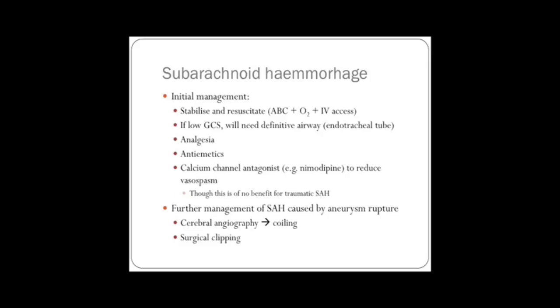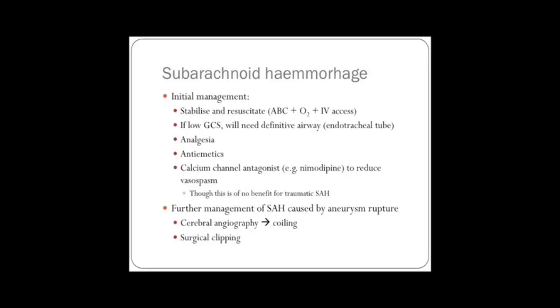As I mentioned earlier, initial management, as with all medical emergencies, is to stabilize and resuscitate the patient. And if the patient has a low GCS, they will need a definitive airway, and by that I mean an endotracheal tube. So if the patient has either a dropping GCS, their GCS is reducing, or they come in with a GCS of less than 9, you must consider a definitive airway. Analgesia and antiemetics and calcium channel antagonists are thought to help in reducing vasospasm after spontaneous subarachnoid hemorrhage, although note that there is no benefit if the hemorrhage is caused by trauma.